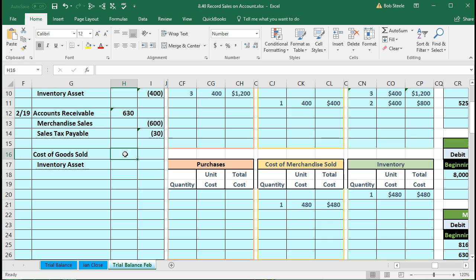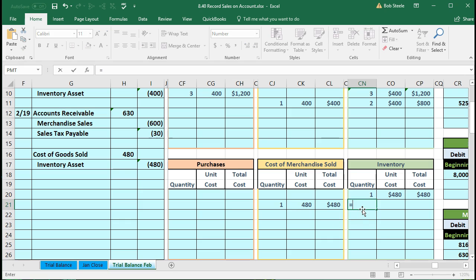And then we're going to go over here and put that same amount here. That's going to be our debit and credit, the 480. So we'll say 480. And then we're going to have a credit, negative of that number, 480. And then we need to know what is still left in ending inventory in our worksheet. We had one of them. We sold one of them. So we don't have any left.